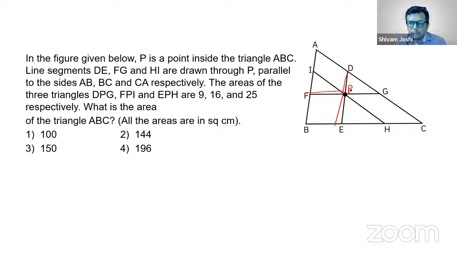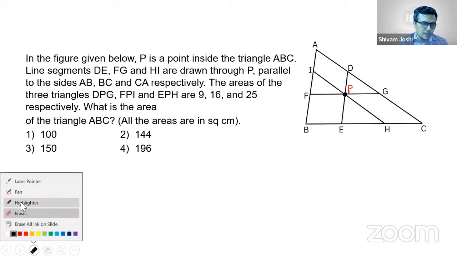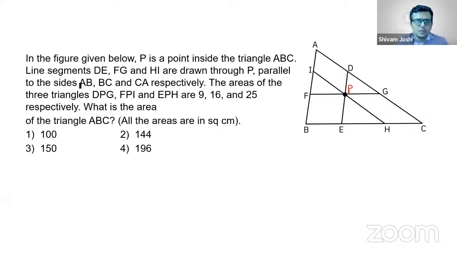FG, and HI are drawn through point P, parallel to the sides AB, BC, CA respectively. Okay, so over here you have the pairs of parallel sides. Let me draw parallel sides with the same color, right? So DE is parallel to AB. I'm going to highlight both of them with the same color. DE is parallel to AB.